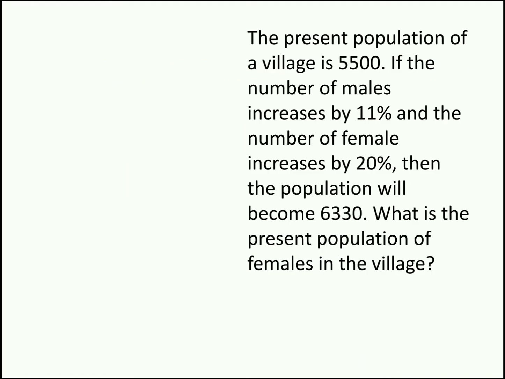The present population of a village is 5,500. If the number of males increases by 11% and the number of females increases by 20%, then the total population will become 6,330. What is the present population of females in the village? So, the initial population of the village is male and female. 100% of male and 100% of female is 5,500.